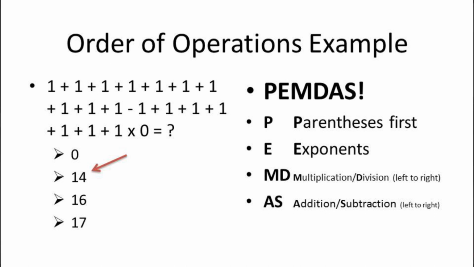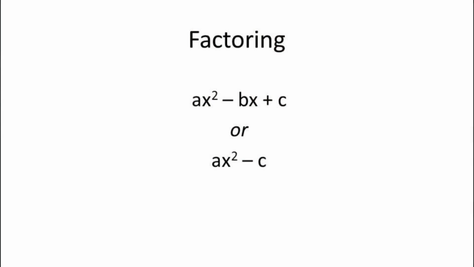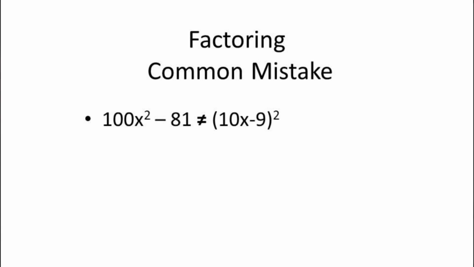So we'll go ahead and move on to factoring. Two of the main formulas you'll see is ax squared minus bx plus c, or also ax squared minus c, where the bx is just simply canceled out. So if we look at the common mistakes, it's 100x squared minus 81. That does not factor into 10x minus 9 squared. The distributive property does not apply here. You have to multiply 10x minus 9 times 10x minus 9, so it would be the reverse for factoring.